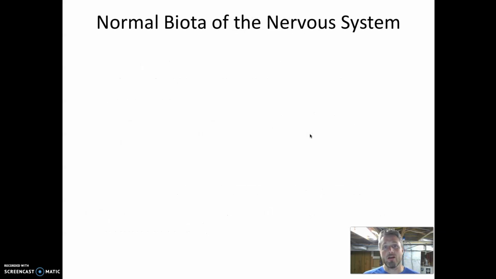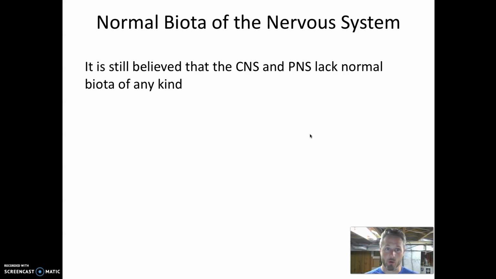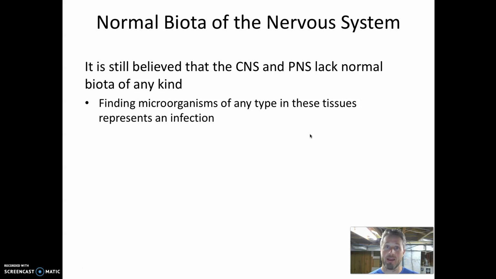So what about the normal biota of the nervous system? What microbes normally inhabit that system, and where do we find them? And so the answer is pretty straightforward. The central nervous system and peripheral nervous system should not have any normal microbes at all. So these systems should be sterile in terms of microbes, and the presence of any microorganism in the central nervous system or within cells of the peripheral nervous system represents an infection. That is inappropriate growth, and so by definition is an infection.